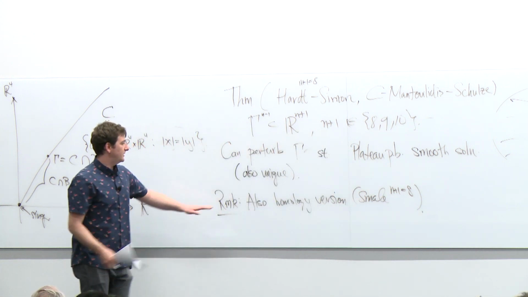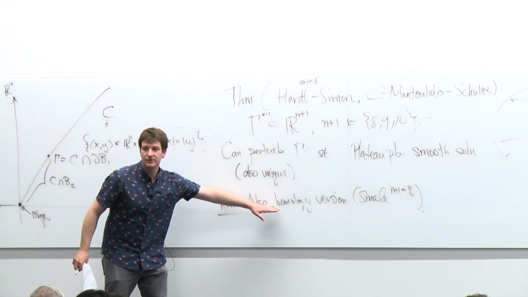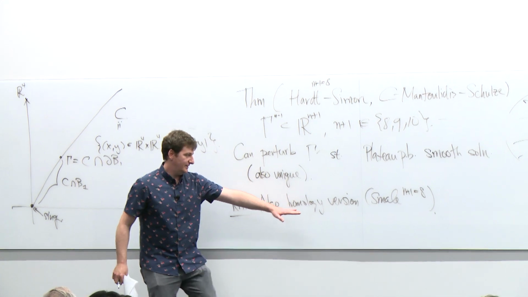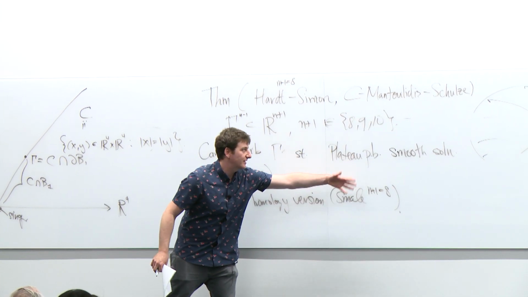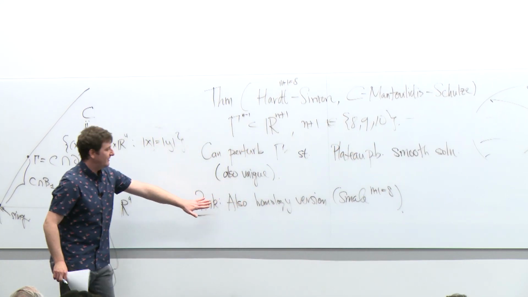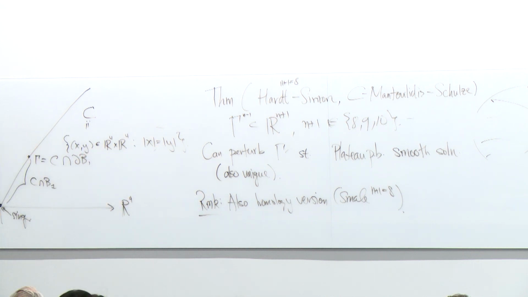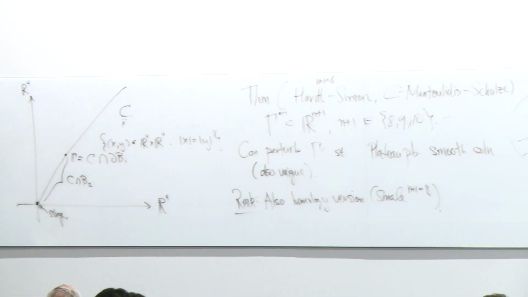Okay, so you can also do the same thing when you're minimizing in codimension 1 homology. And so this was done by Smale in 8 dimensions. We can also do 9 and 10 dimensions. I think the experts can fill in the details, and if you don't know, then it's not that interesting.